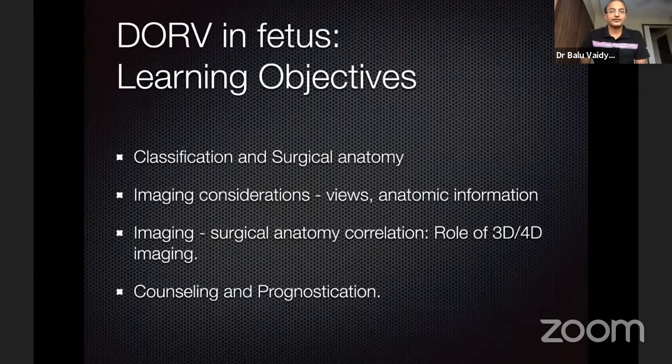The learning objectives of this lecture include understanding the classification and surgical anatomy, and this is not very easy, and there are so many variations within DORV. Imaging considerations will be our mainstay of this lecture, how to get the required anatomical information. And here I will talk about the incremental role of 3D STIC imaging, and we have done some original work on this. And finally, we'll talk about the counseling and prognostication.